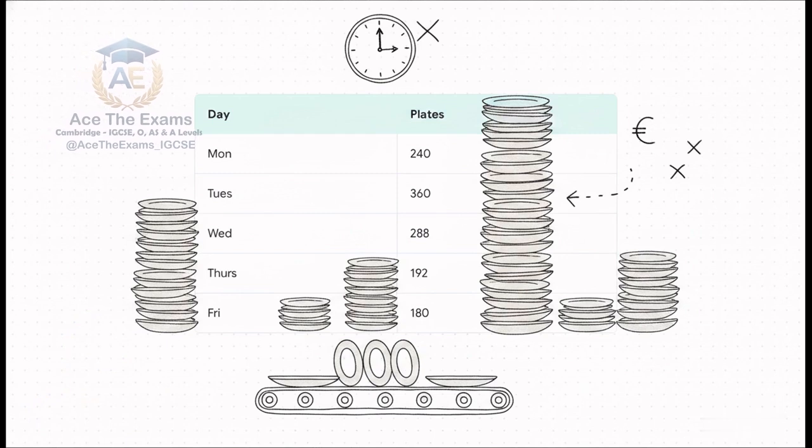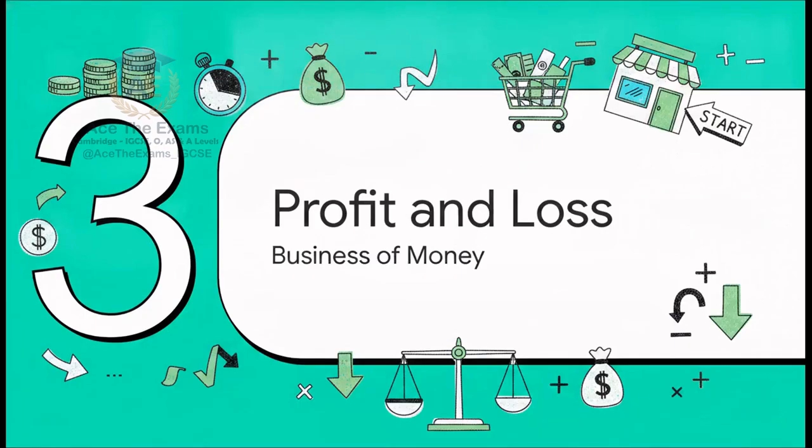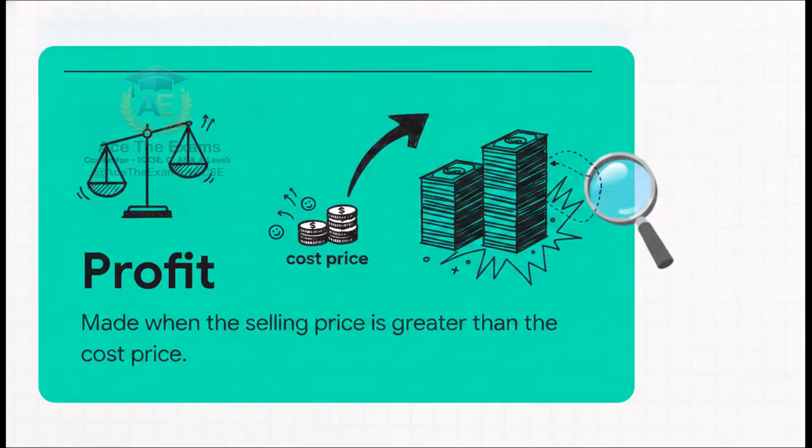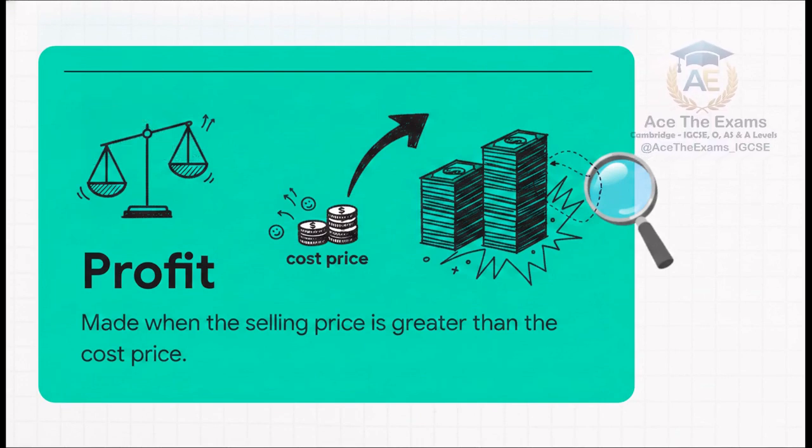It's a system that directly rewards speed and efficiency. All right, on to Section 3. Calculating profit and loss, getting into the real business of money. Listen, the survival of literally any commercial venture comes down to this basic balancing act. You have to ensure your selling price consistently outpaces your cost price.